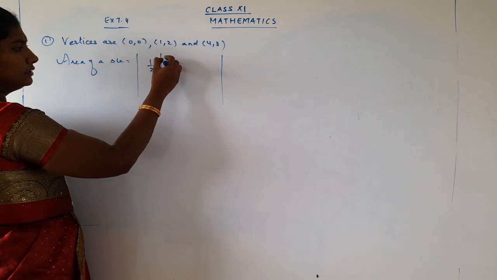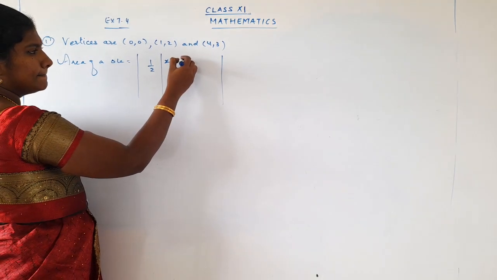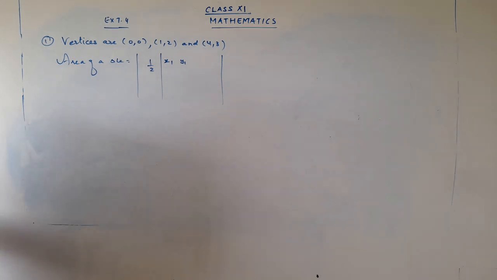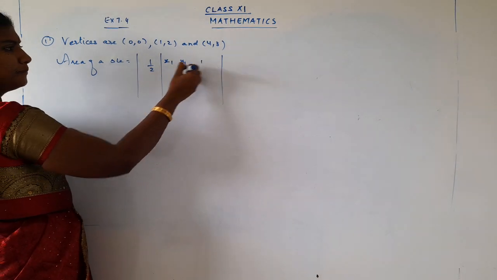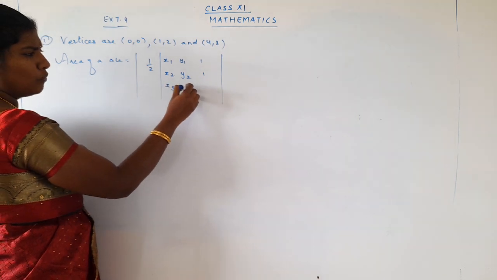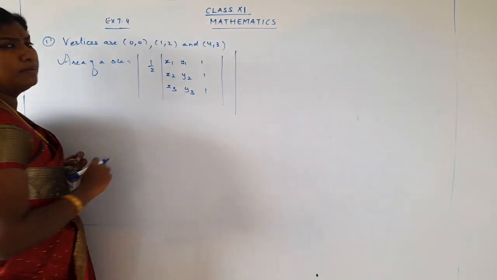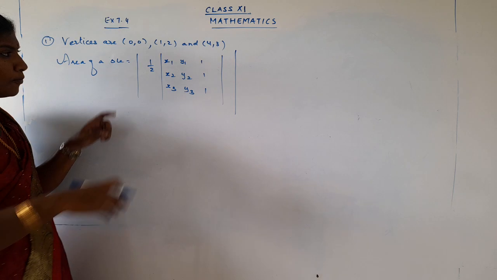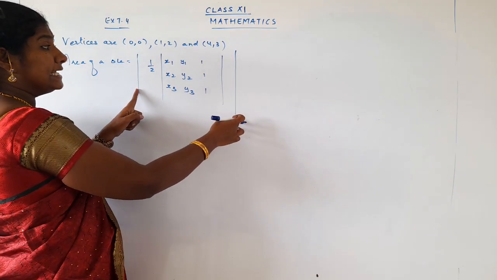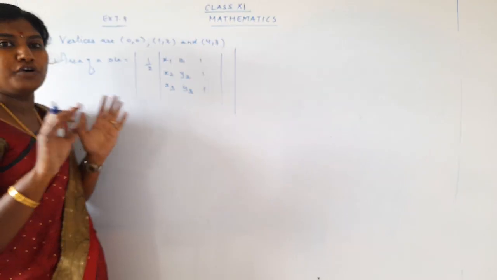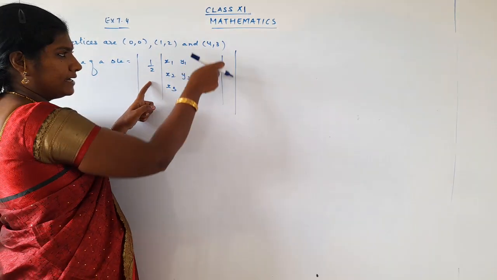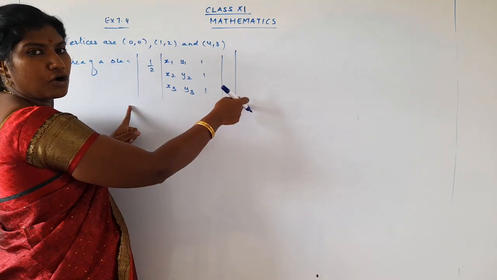Half of the determinant of x1, y1, 1, x2, y2, 1, x3, y3, 1. So this is the modulus. This modulus tells us that the answer should always be positive, and this is the determinant. This line is called the determinant, and this is the modulus line.